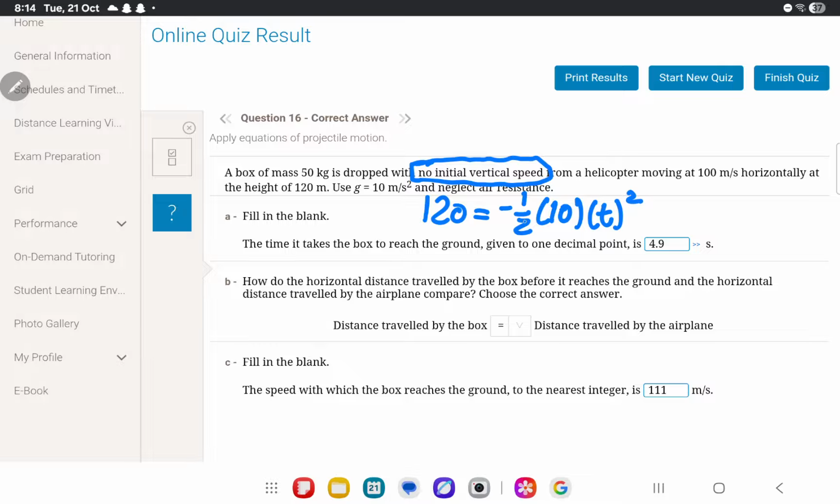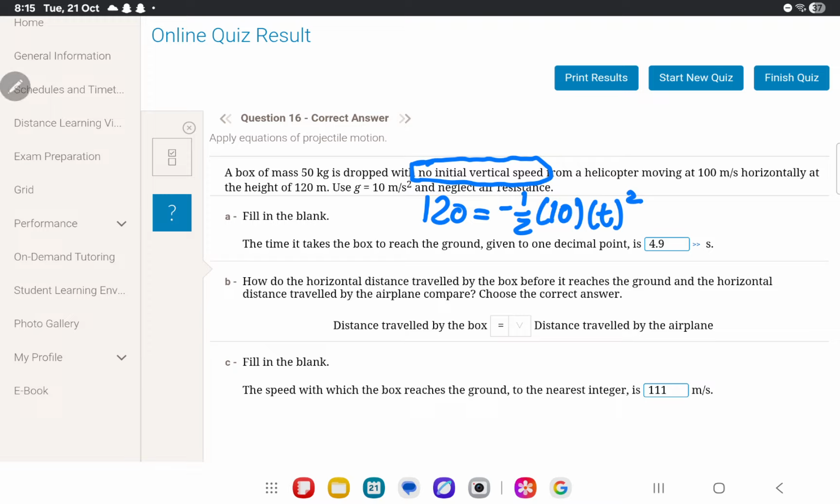So now, very easily do this on an equation solver. Mode 53, 120 equals negative half times 10 times t squared. It gives you t is equal to, why can't you solve it? Maybe like this. What is impossible about this? Why can't you solve it? Okay, wait. Yeah, no, it's totally right.